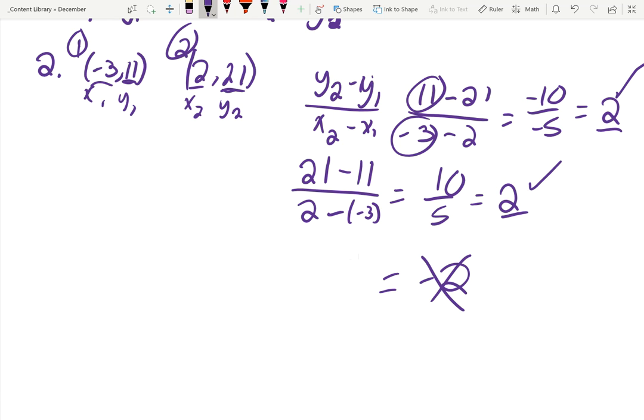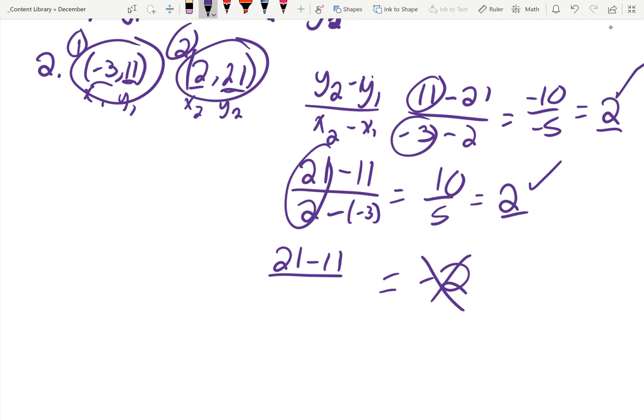So you notice 11 and negative 3, both of those on the top and bottom start with that point. 21 and 2, they both start with this point. You can't do, for example, like I just had it, where 21 and negative 3 are coming from different points. 21 is coming from point 2, negative 3 is coming from point 1. They have to start from the same point.